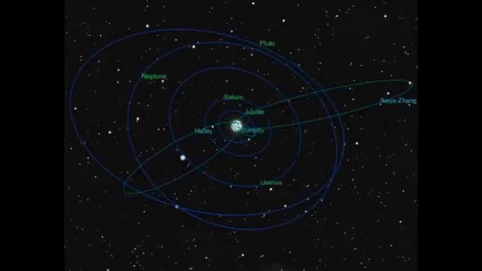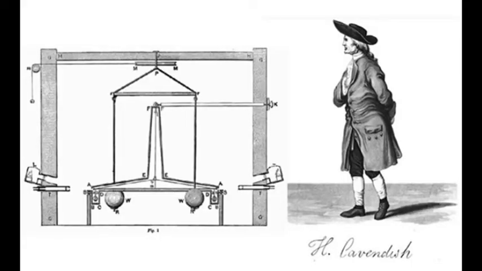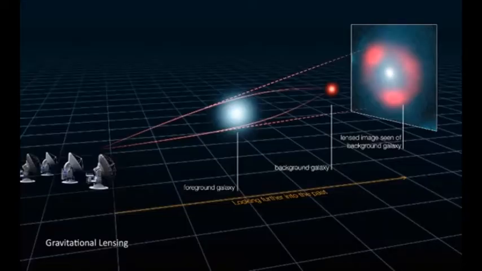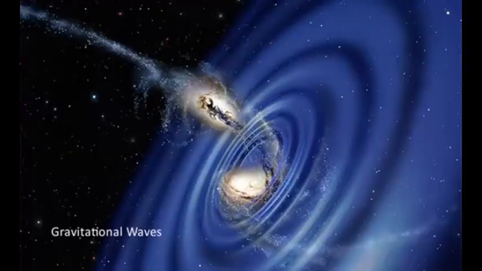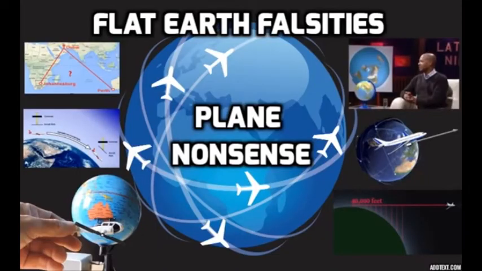Newton's laws of motion have been consistently proven by observation and experiment. And the Cavendish experiment proves that all objects with mass pull on all other objects with mass. Flat earthers who deny gravity have to deny hundreds of years of conclusive scientific observation and experiment. Flat Earth Falsities. Plain nonsense.